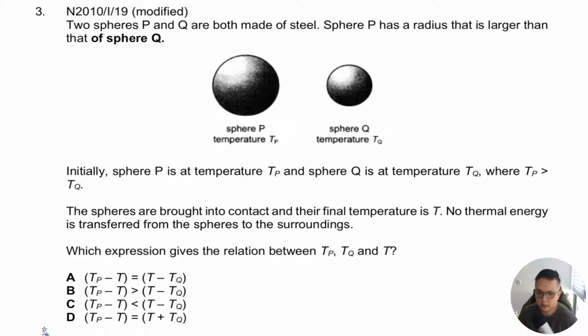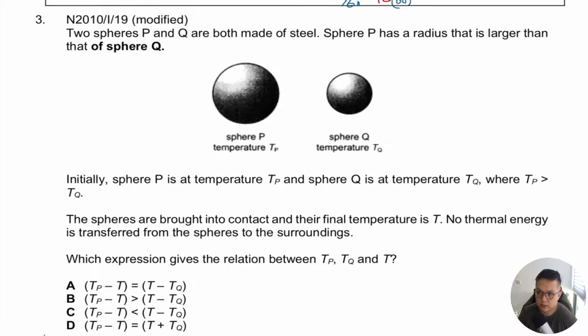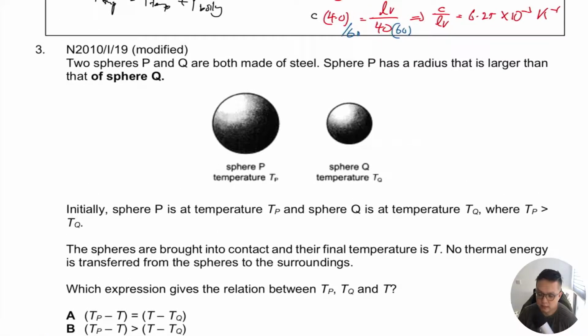For this, you know that at the end, these two spheres will settle at the same temperature. So the final temperature is T. You can see that the change in temperature for P will be from Tp to T. This is a loss in temperature obviously because Tp is higher than Tq. And for Q, this will be from Tq to T. Because they are the same substance, they have the same specific heat capacity.